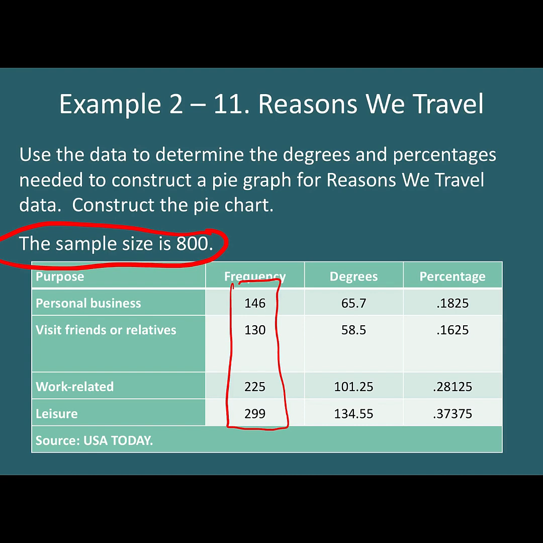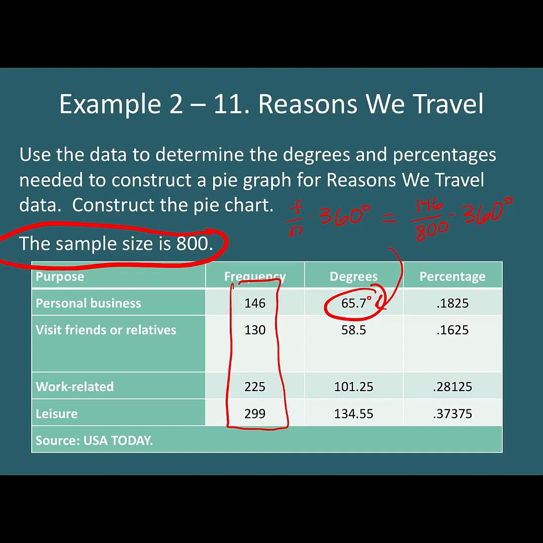So you might be wondering, how did we get 65.7 degrees for this first row? We simply follow the formula once again, the formula being F over N times 360 degrees. In this case, it will be 146 divided by 800 times 360 degrees, which will give us that first answer of 65.7.